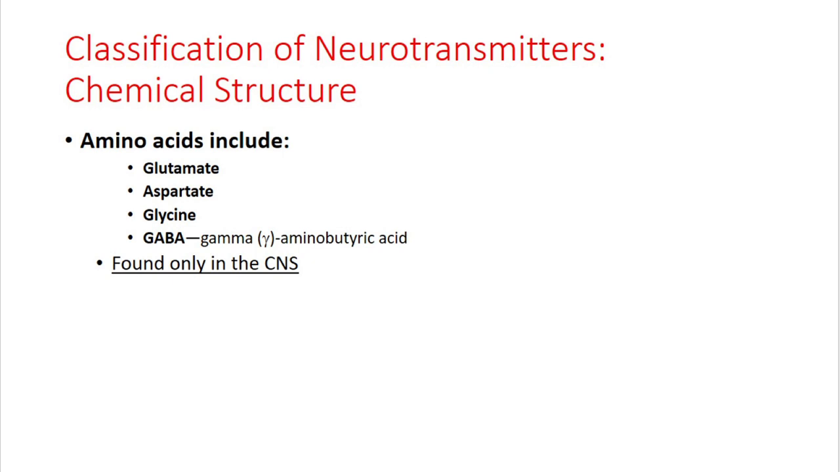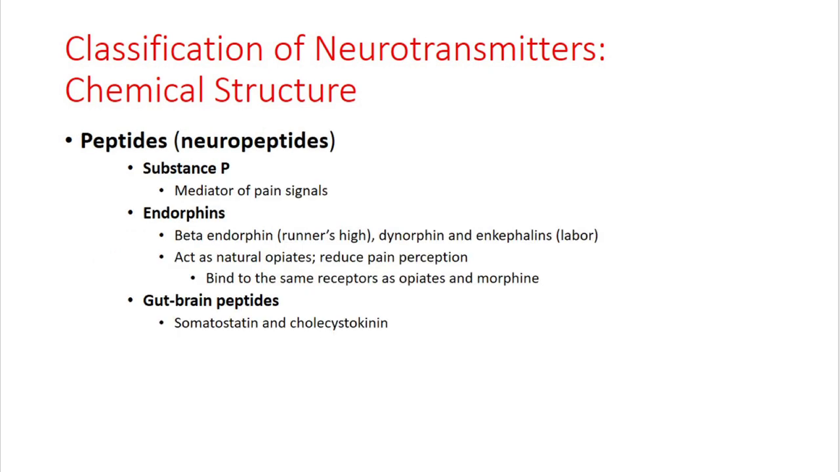We also have amino acids, which are just glutamate, aspartate, glycine, and a derivative of gamma aminobutyric acid that are found only in the central nervous system and function mainly among those interneurons. Now, slightly longer neurotransmitters, so a couple of amino acids bound together, the neuropeptides or peptides, include substance P, endorphins, and gut-brain peptides. Substance P is a mediator of pain signals, while the endorphins like beta-endorphin, dynorphin, and enkephalins are going to act as natural opiates to reduce pain perception. They actually bind to the same receptors as opiates and morphine.